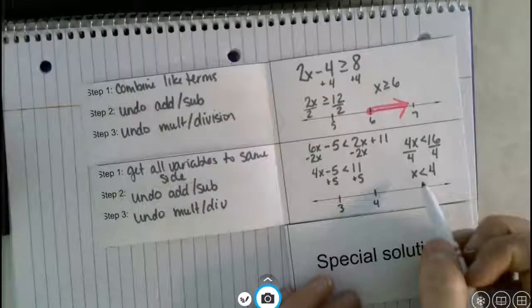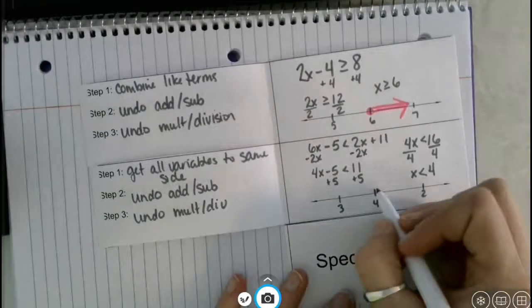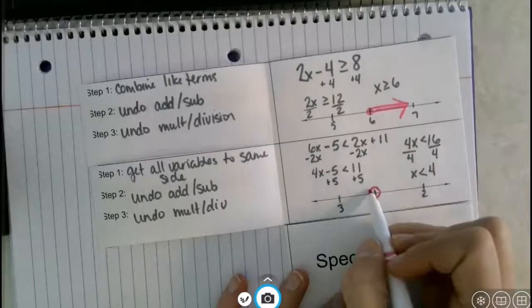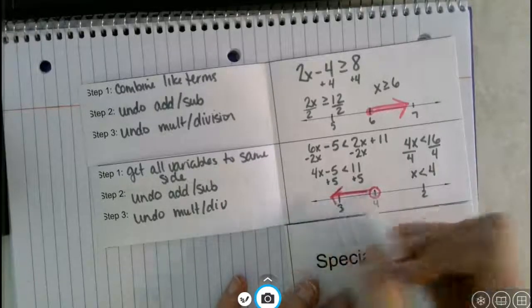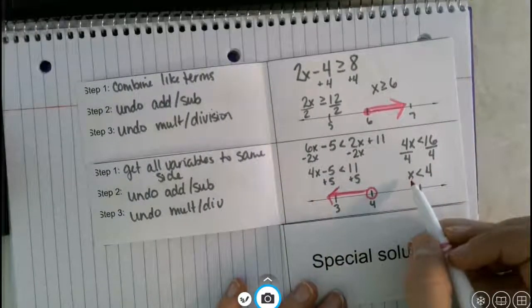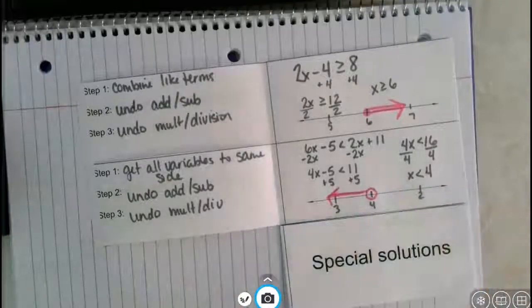I see I do not have that equal to, so I'm going to have an open circle, and I shade it to the left. Because I'm in the right order, I have my variable, my symbol, and then my constant.